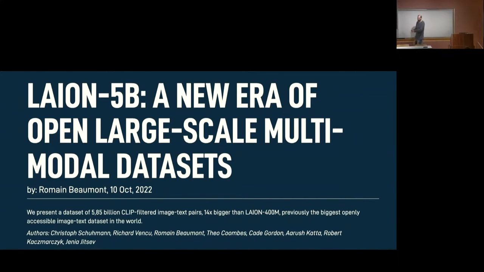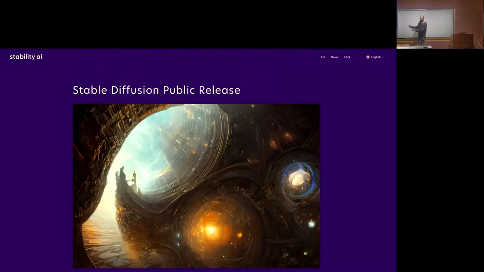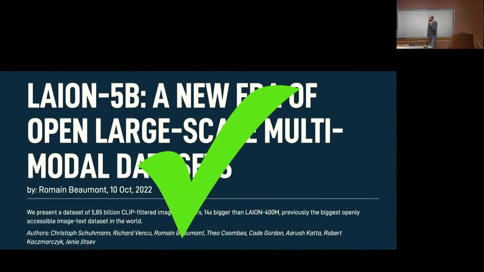This data set was collected by scraping the entire internet for as many image and text pairs as they could find. This wasn't the exact data set CLIP used because CLIP came first, but it's essentially the same procedure that was used to create CLIP. It's actually the data set that was used to train Stable Diffusion. All of the best multimodal models today, including the ones I showed you earlier in the talk, were trained using LAION.